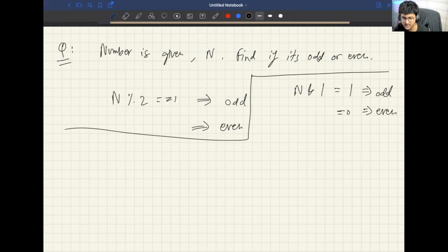Because bitwise operators always perform on the basis of bits. So for example, if n is equal to 5, right? So it's like 0, 1, 0, 1. If I AND this with 1, all the other digits that are empty will be 0. 1 and 1 is 1.